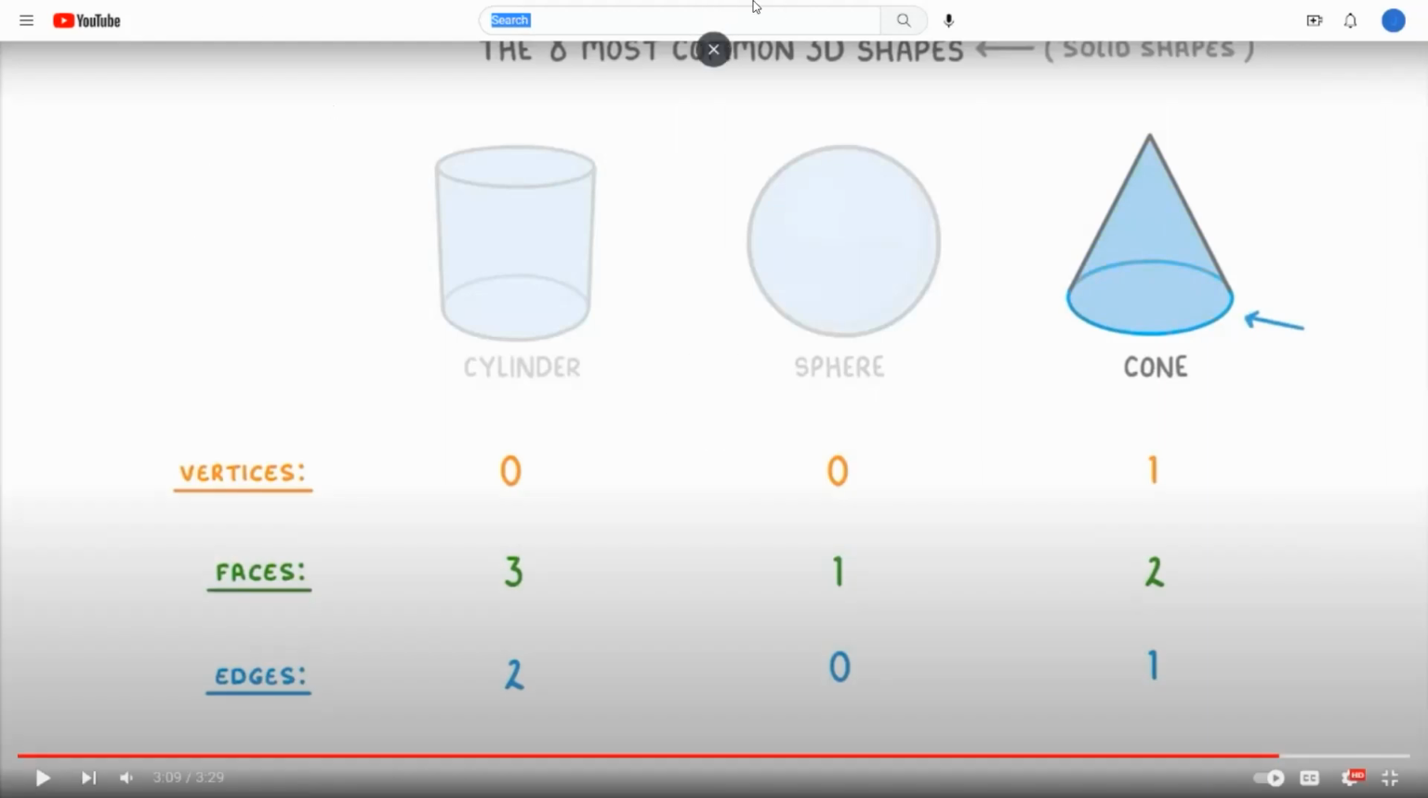Hopefully that feels okay, and mostly it's making sense. So our cylinder has basically no corners, and that's how we know that there are no vertices. It has three faces, a top, a bottom, and the curved middle, and then two edges, the edge formed by the top and the edge formed by the bottom.